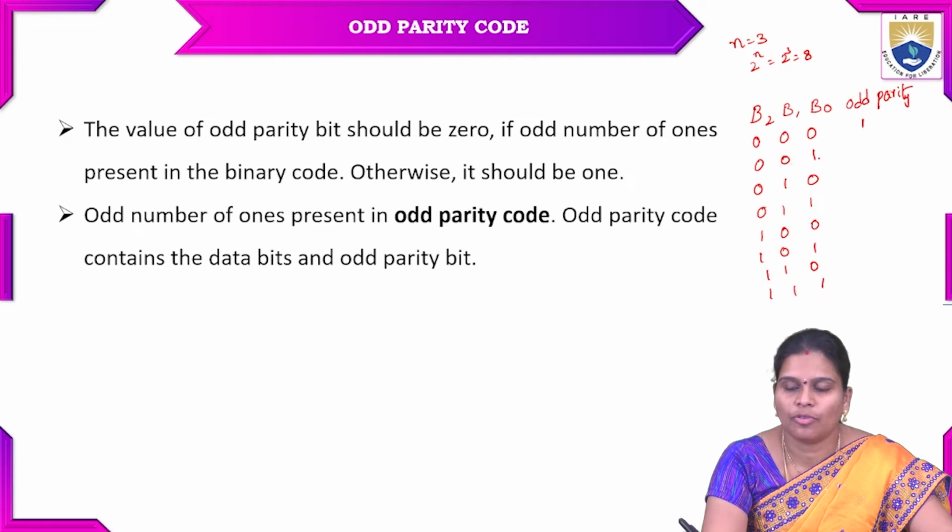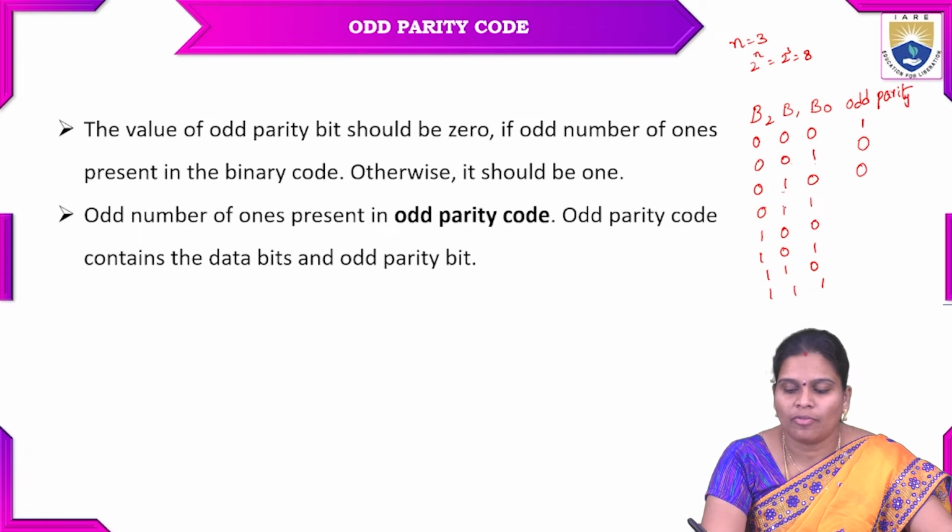So next one, 0 0 1. Here there is a single one, so this is the odd parity, so this is 0. Next one is 0 1 0. Here also a single one is there. This is an odd value, so the odd parity is 0.